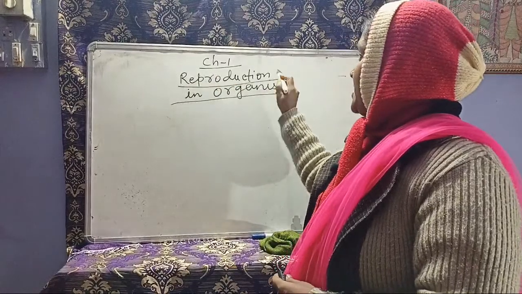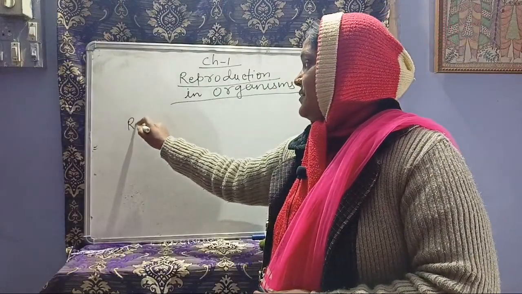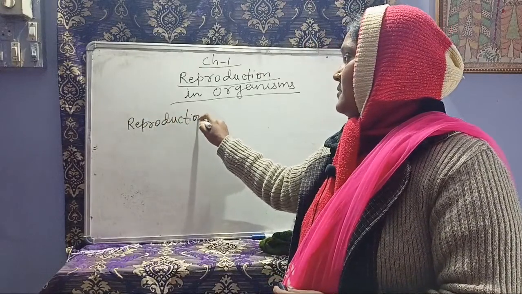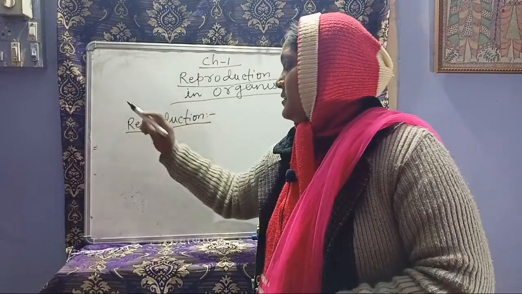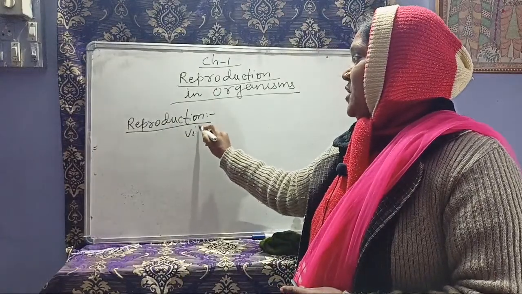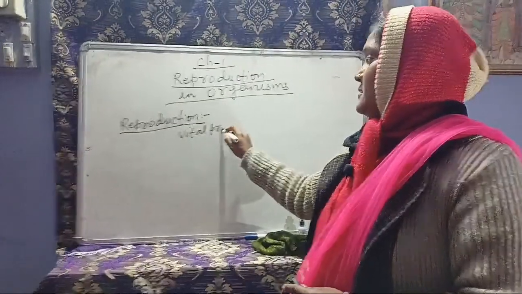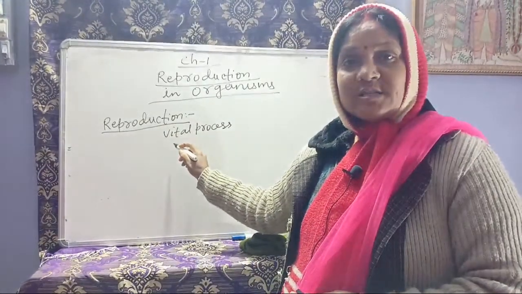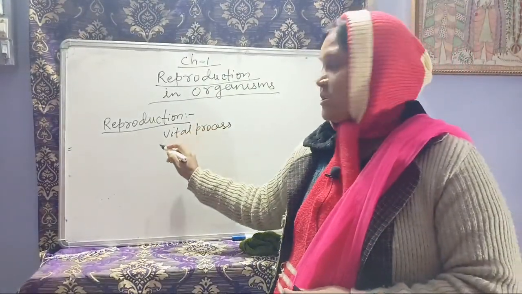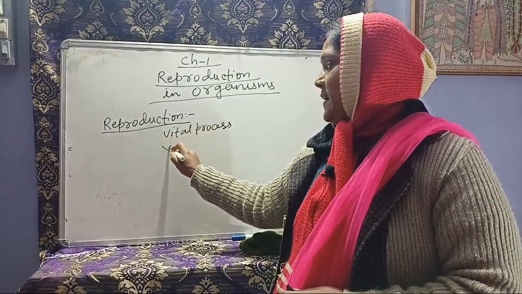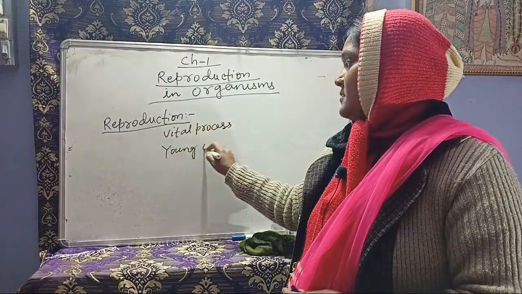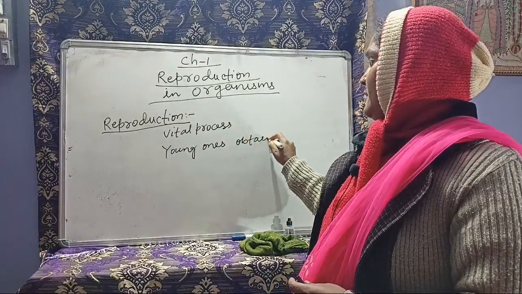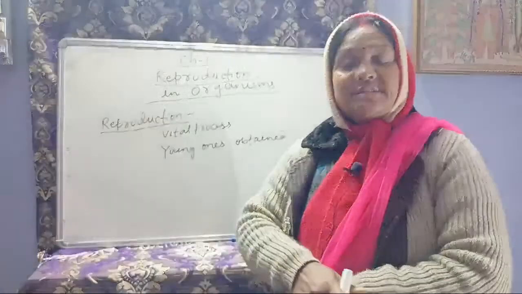What is reproduction? Reproduction is a vital process in which same kind of young ones are obtained from parent.